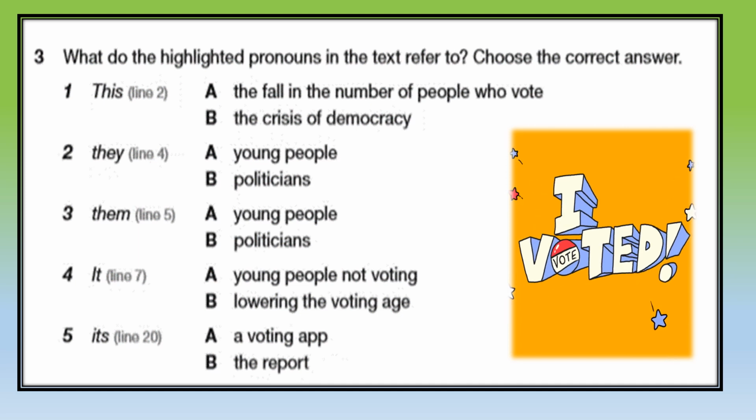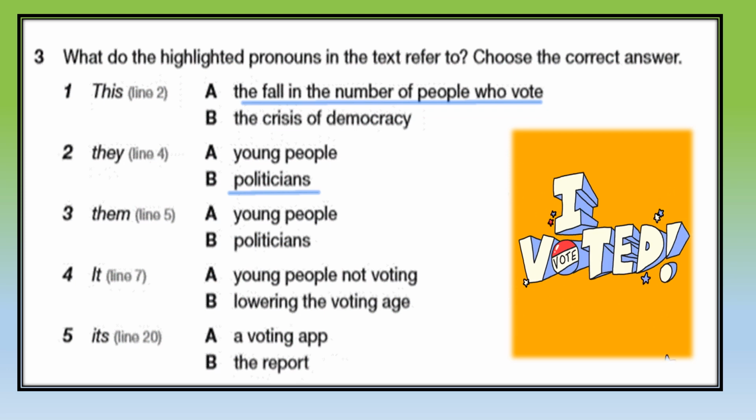Number 1. This in line 2 refers to what? The fall in the number of people who vote or the crisis of democracy. هي انخفاض في عدد الناس أو الشباب الذين يصوتون أو أزمة الديمقراطية. Of course to the fall in the number of people who vote. Number 2. They in line 4 refers to what? Young people, الشباب or politicians. Yes, it refers to politicians.